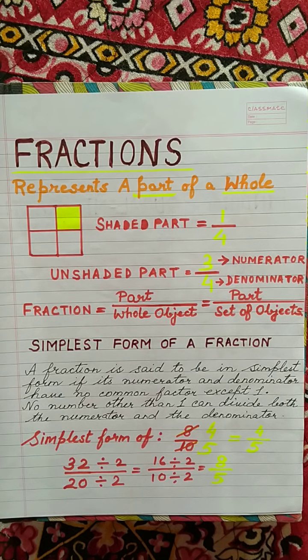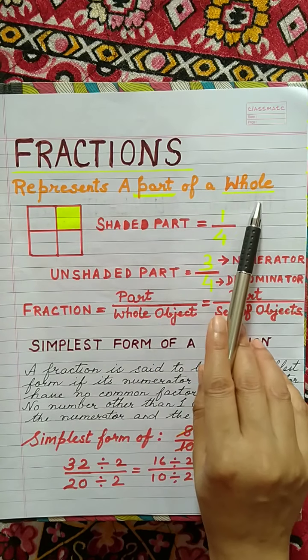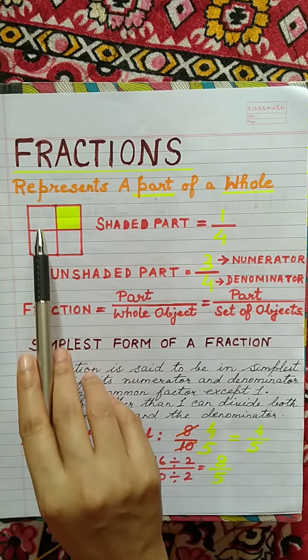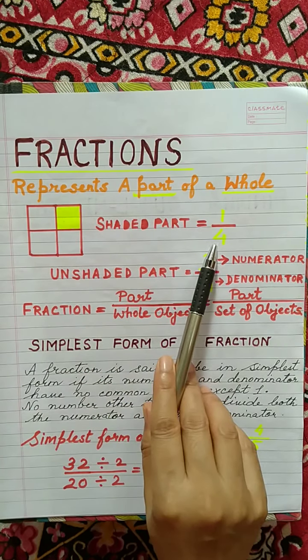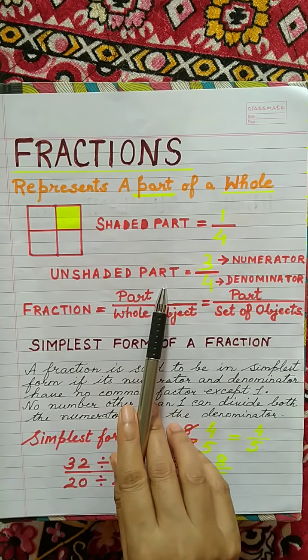A fraction is a part of a whole object or set of objects. Now, fractions represent a part of a whole. We have a whole figure here having 4 parts in it. Total number of parts are 4. One part is shaded and 3 parts are unshaded.